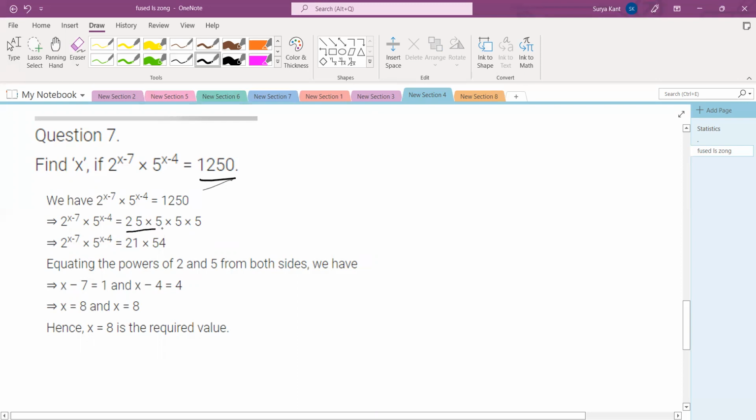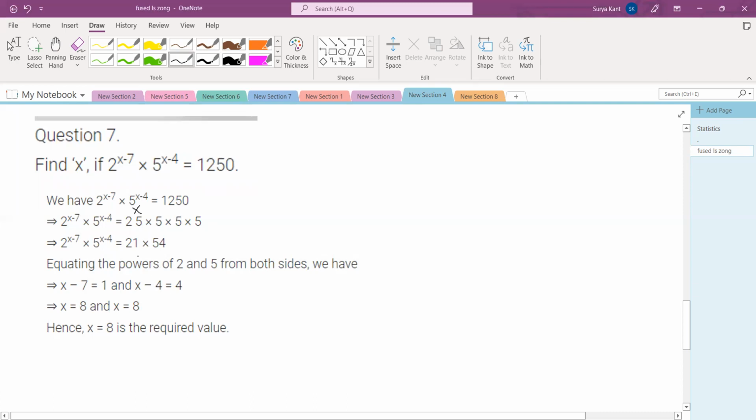This is not correct. No, sir, that's correct. 2 into 5 to the power 4, that's written correct. Sir, I guess they missed the into over there. 1 minute. Here you should write into, right? Yeah. But below that they've written 21 into 54. I don't know how they got that. Okay, well, x to the power 7 is 21 into 54. That's wrong, sir.